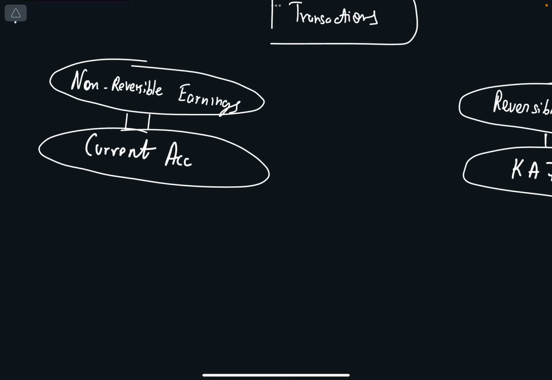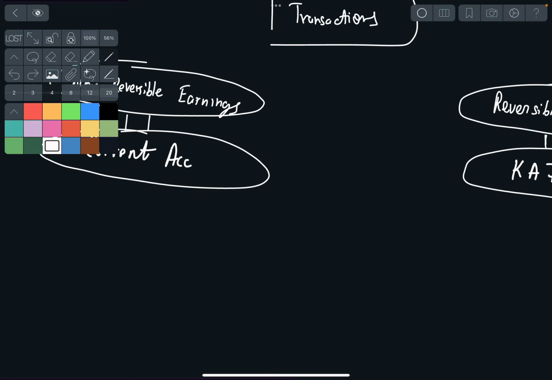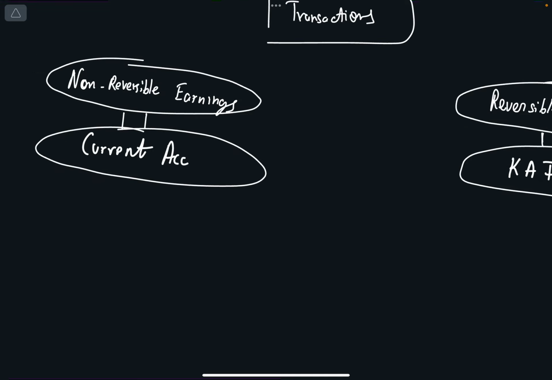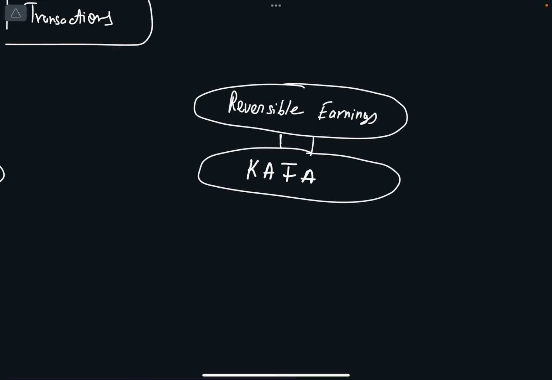Current, yeah. So if it's reversible, if it's like two-way, that's a current account because that's immediate. What's a current account? Current account is anything that's happening right now. So it's like what's currently happening, so it's relatively short term. And KAFA is capital and financial accounts. So that's the combined. Okay.